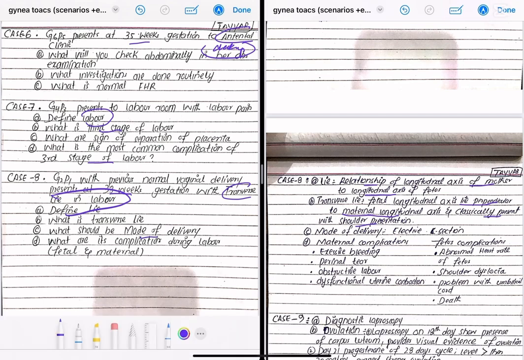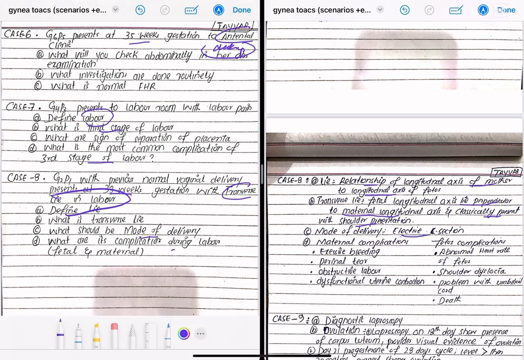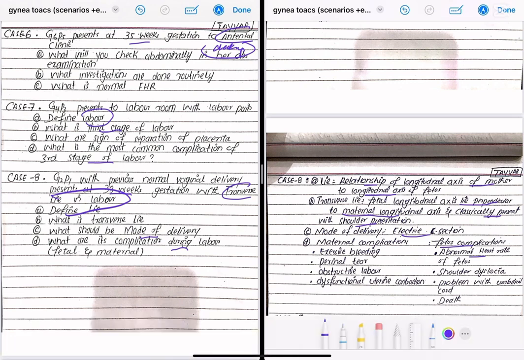And what are the complications during labor? These are fetal complications and maternal complications. The fetal complications are abnormal heart rate of the fetus, shoulder dystocia, problems with the umbilical cord, and death. The maternal complications are excessive bleeding, perineal tear, obstructed labor, and dysfunctional uterine bleeding.